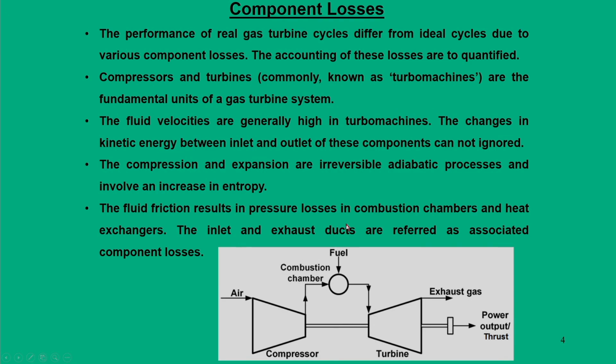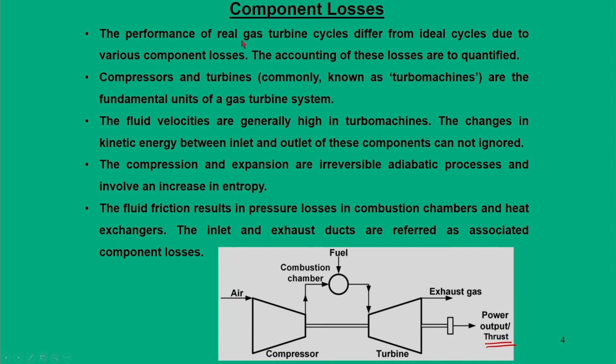So, let me start. The first thing is component losses. The very basic gas turbine cycle has a compressor and turbine joined together with a common shaft, so that the turbine drives the compressor, fuel gets added, and after expansion we get power output or thrust. Here your main intention is thrust. This is how the simple gas turbine operates, but when you look at component losses, what are the different sources of losses?